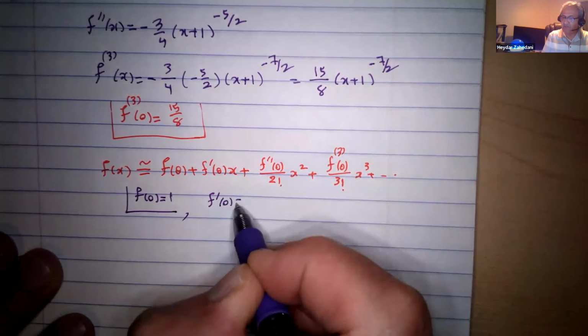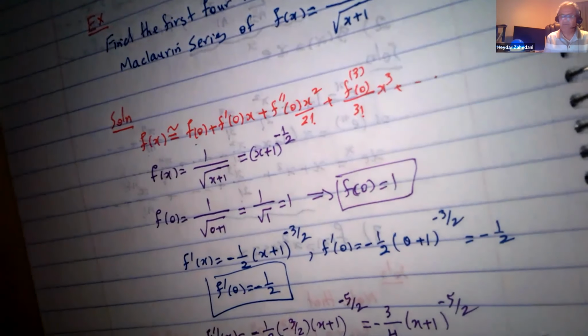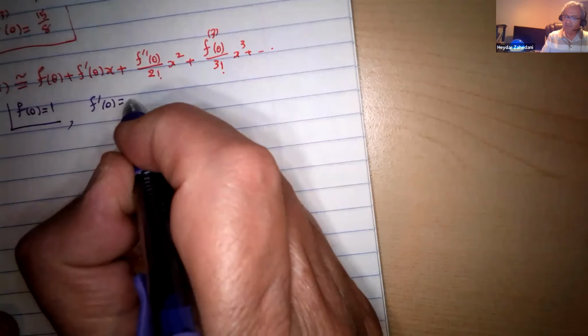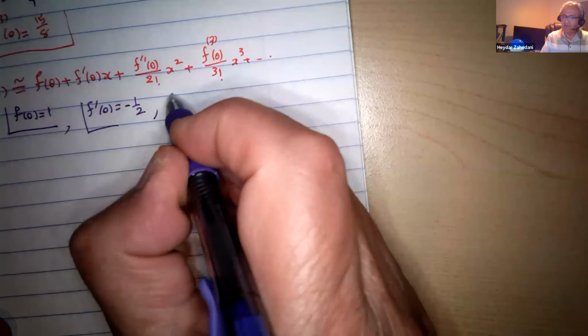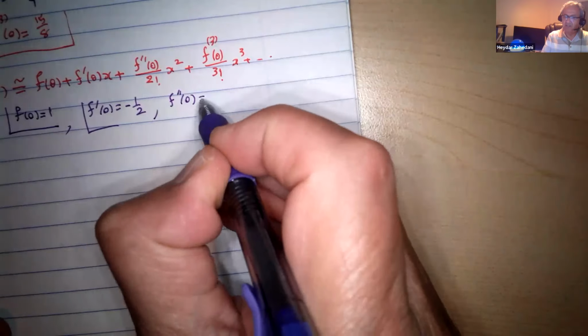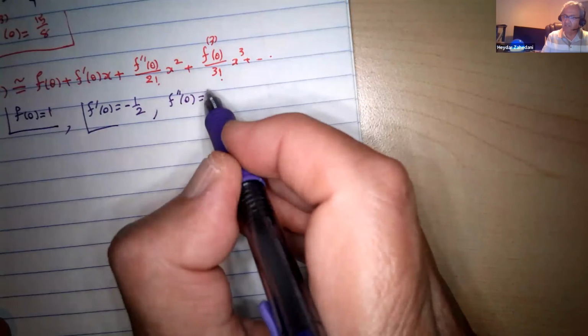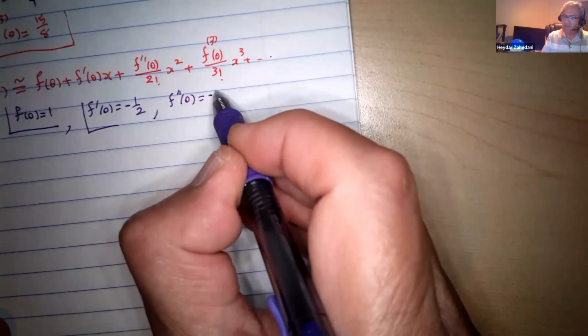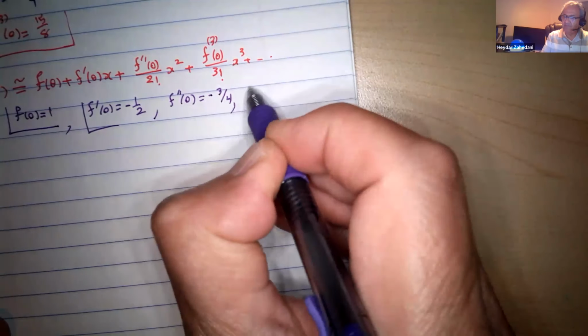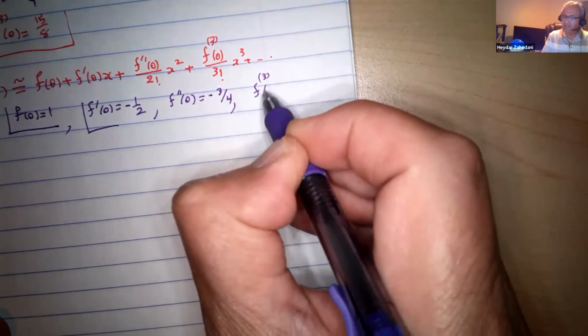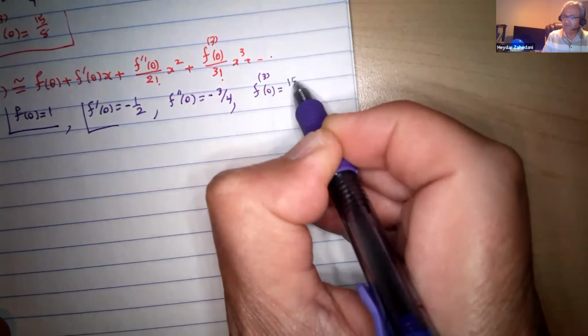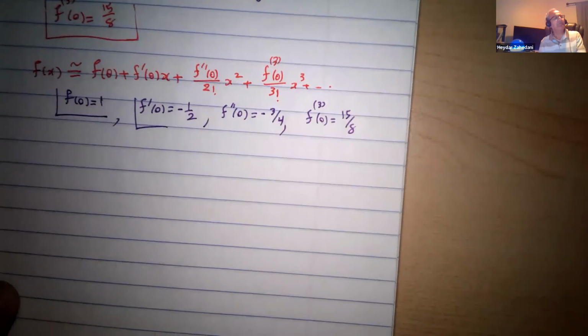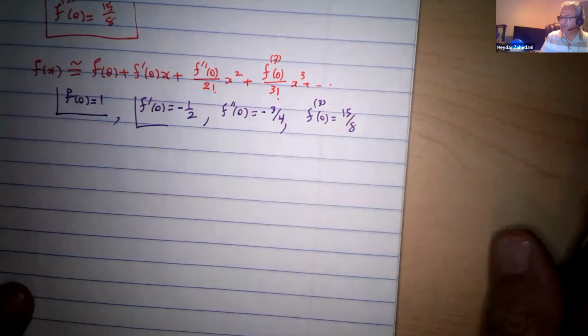f prime of 0, we found, is a negative half. And f double prime of 0 was a negative 3/4. And the third derivative is 15/8. Okay, substitute here, simplify, then you're done.